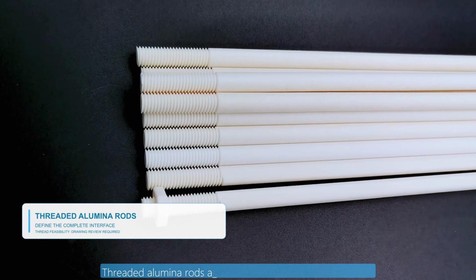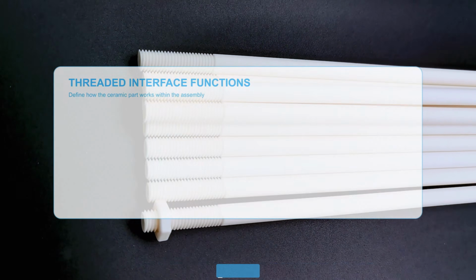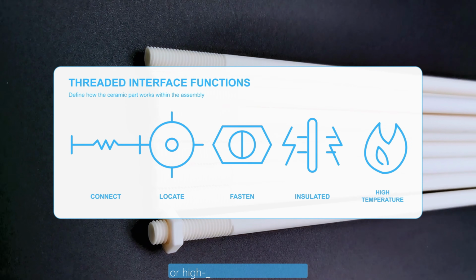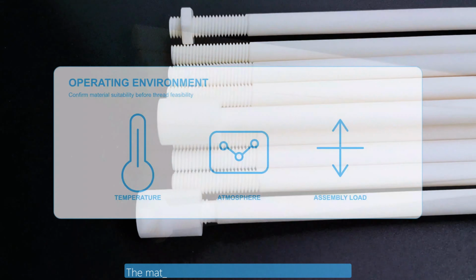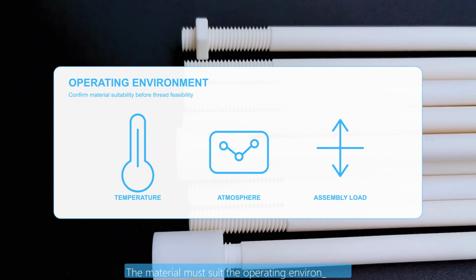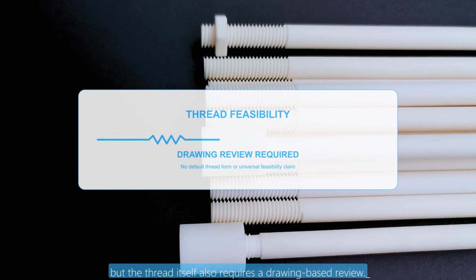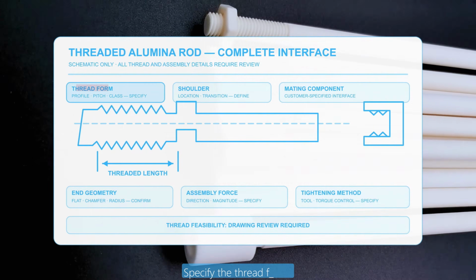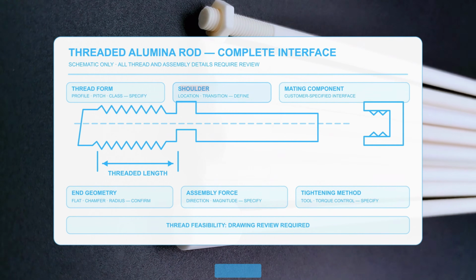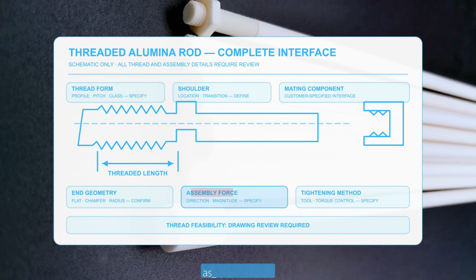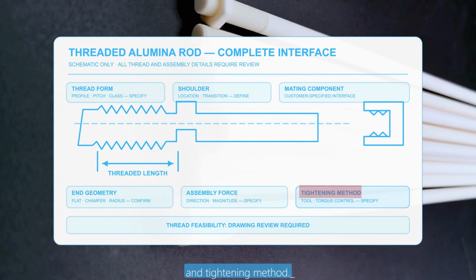Threaded alumina rods are used when the ceramic part must connect, locate, or fasten within an insulated or high-temperature assembly. The material must suit the operating environment, but the thread itself also requires a drawing-based review. Specify the thread form, threaded length, shoulder, and geometry, mating component, assembly force, and tightening method.